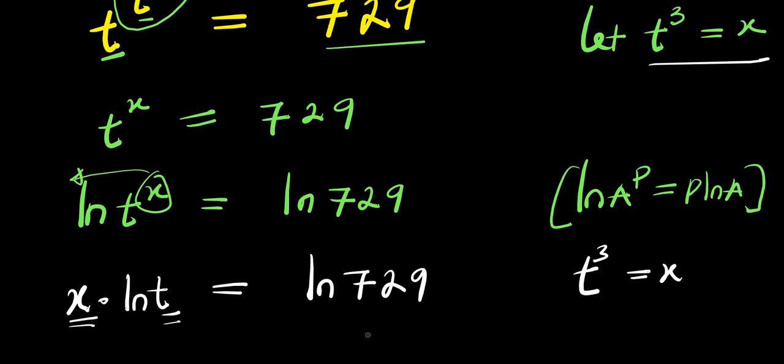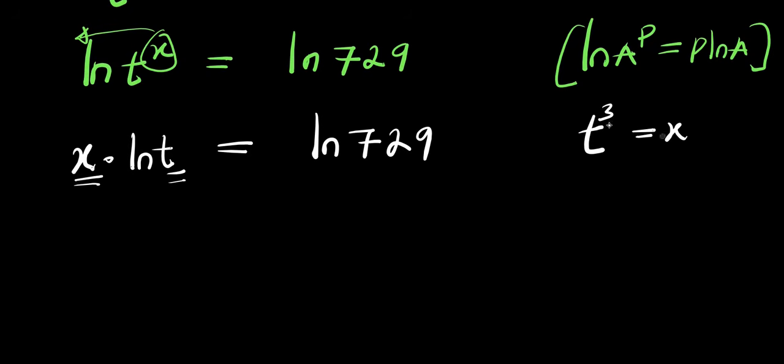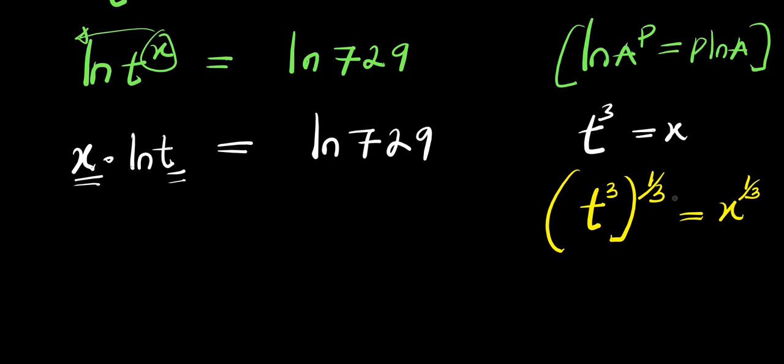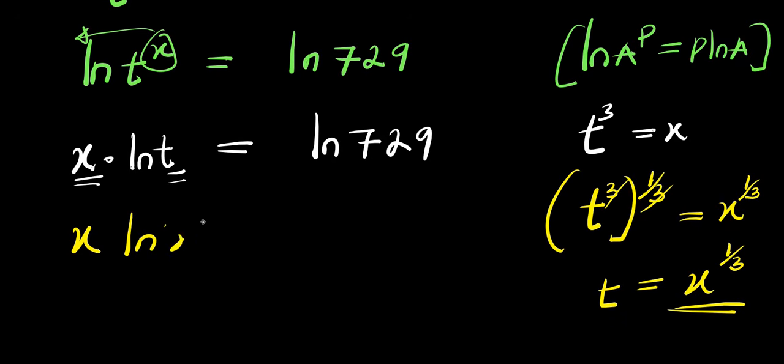x. Now what we are going to do is to isolate t from this equation by multiplying the exponent by 1 over 3. I have t power 3 raised to the power of 1 over 3 equals x power 1 over 3. So by multiplying this exponent, 3 cancels 3 here, we have t equals x power 1 over 3. So I'm going to have x times ln of, instead of writing t, I'm going to replace with x power 1 over 3 because that is what t equals. Of x power 1 over 3, and this equals ln 7 to 9.